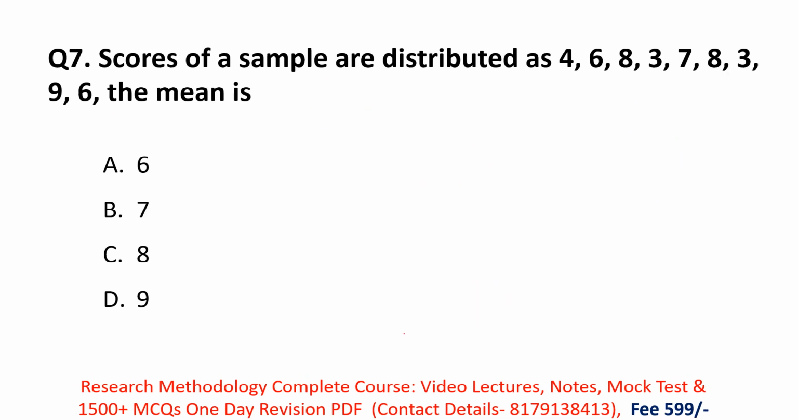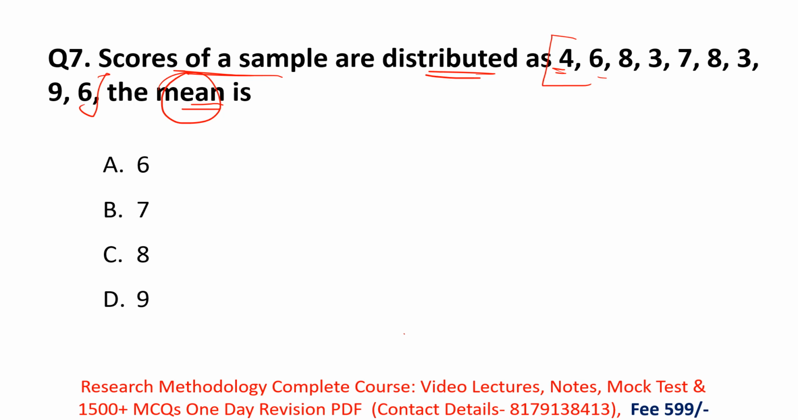Next, scores of a sample are distributed as 4, 6, 8, 3, 7, 8, 3, 9, 6. The mean is. So in this question, they have given us scores of a sample, and we have to find what will be the mean. Mean means the average score of a whole population. So how will you calculate mean?